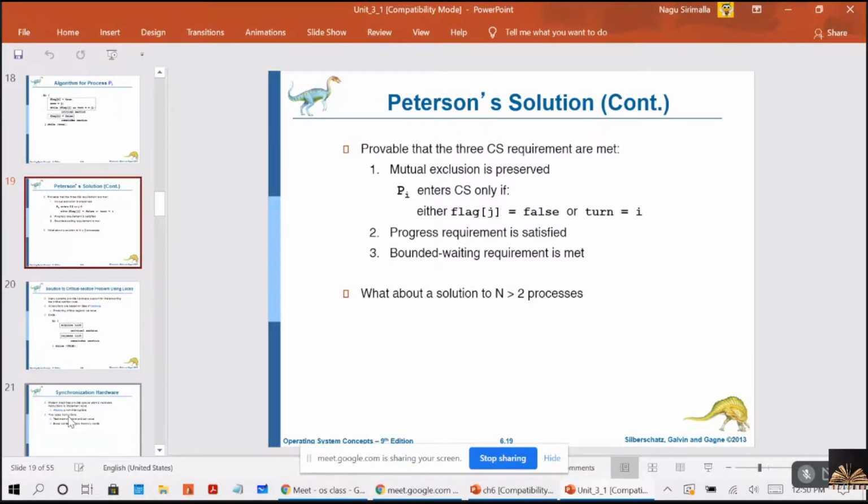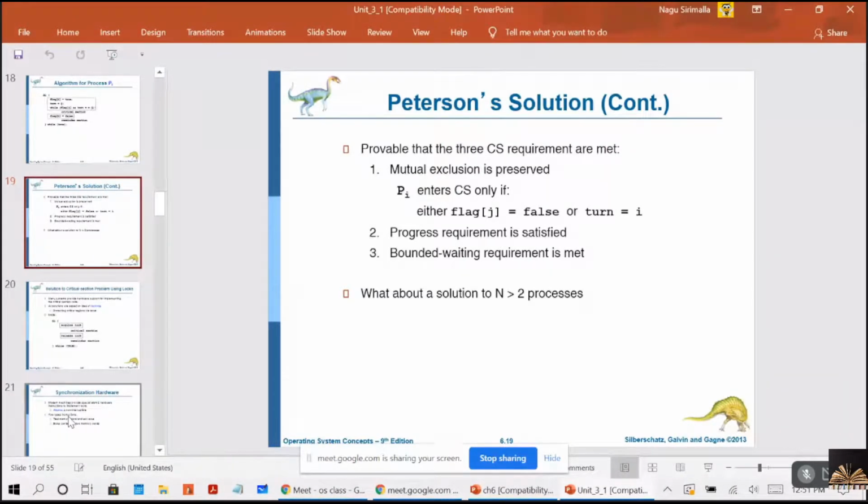Now, if Pj is not ready to enter the critical section, it will make flag of J equal to false and Pi can enter the critical section. Now, if Pj has set flag of J equal to true and is also executing in its while loop, then either turn is equal to I or turn is equal to J. Flag of J is equal to true. Now, Pj is ready to enter the critical section, right? Now, Pi also wants to enter the critical section.